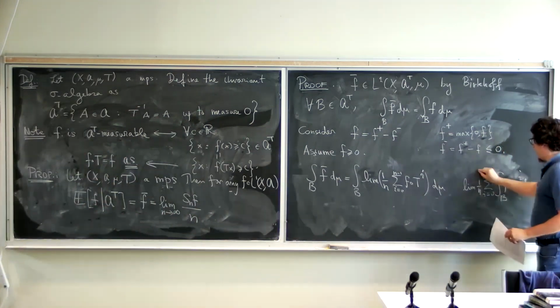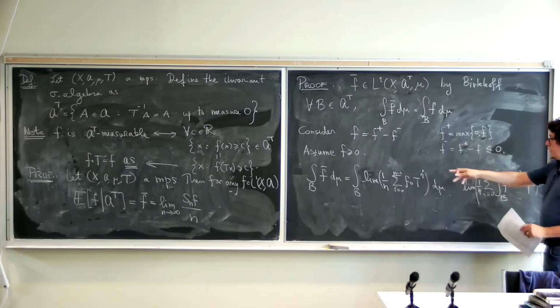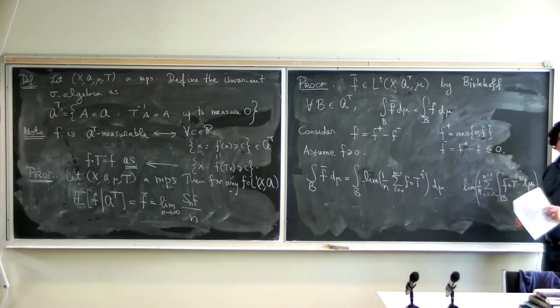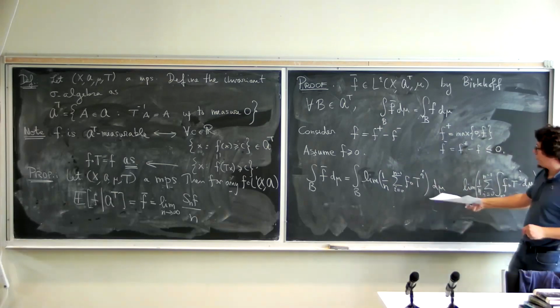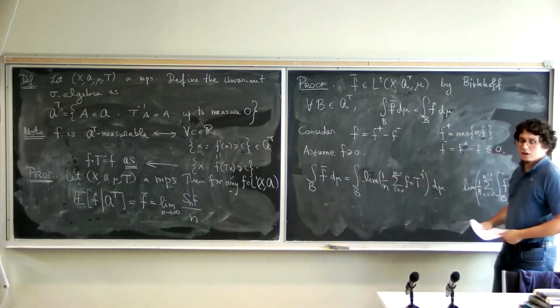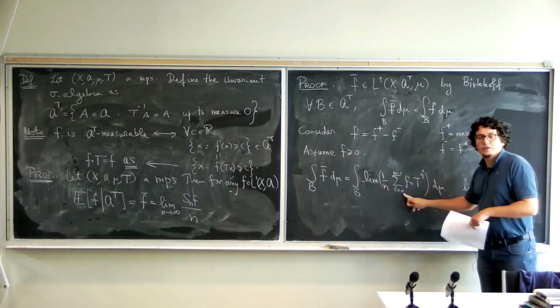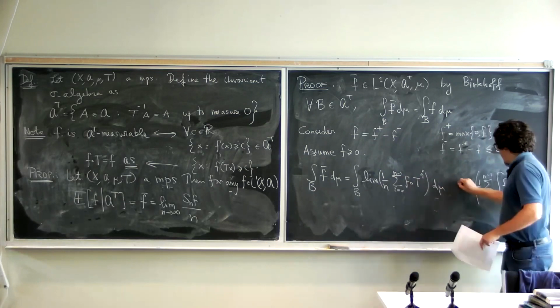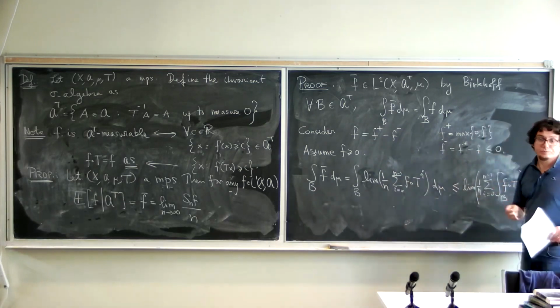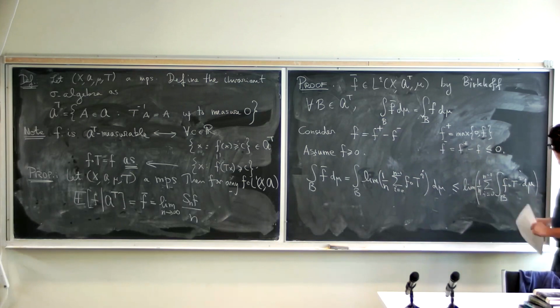So how do we compare the integral of the limit with the limit of the integral? What is the classical lemma? Fatou's lemma, and in fact, it requires that f is positive, so that's why. And so the integral of the limit is less or equal than the limit of the integral. Okay, very good. And now here we're in good shape because μ is invariant and T is measure preserving, right?